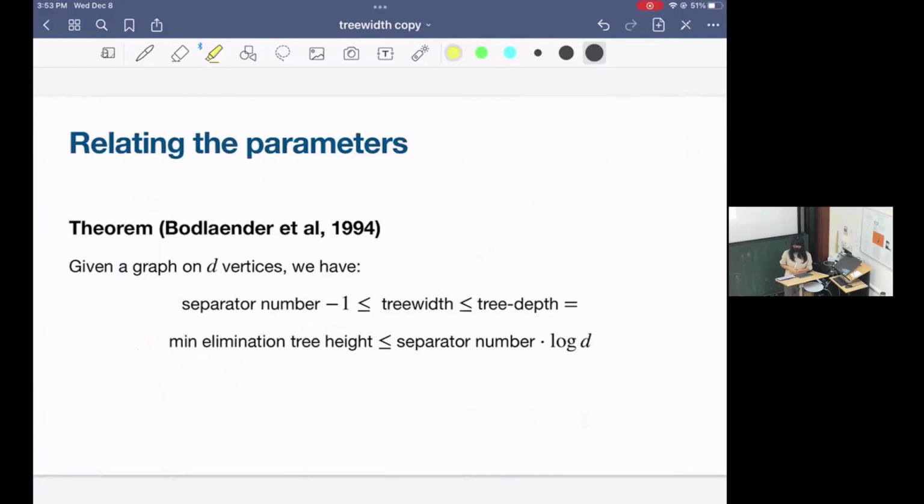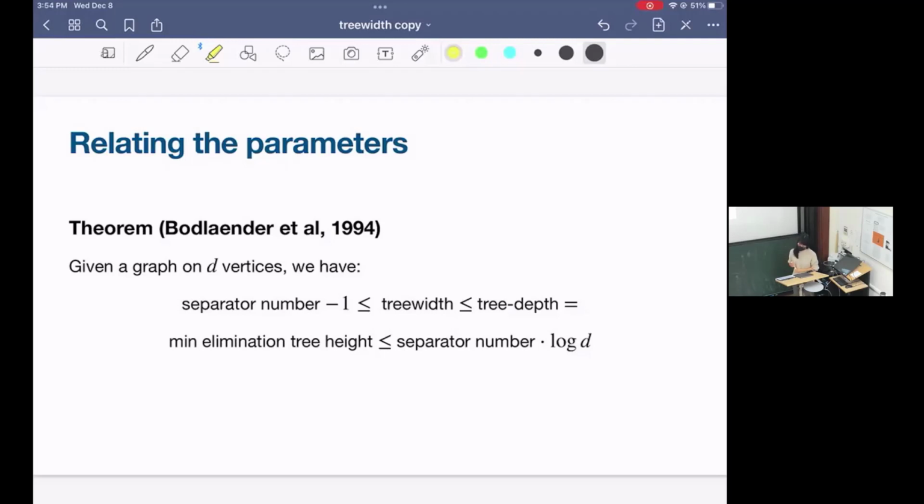Okay, so there are some interesting graph parameters here. I'll just state this theorem that's already quite old, so nothing I've presented is new so far. The theorem says that when you have a graph on n vertices, then this relation is true. So what is the separator number? You can just think of it in general as the size of the minimum balanced separator in your graph, whose removal gives you two subgraphs of balanced size.